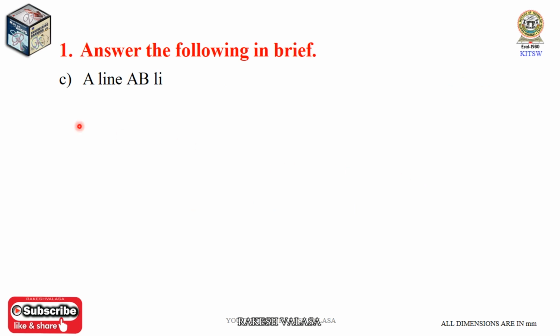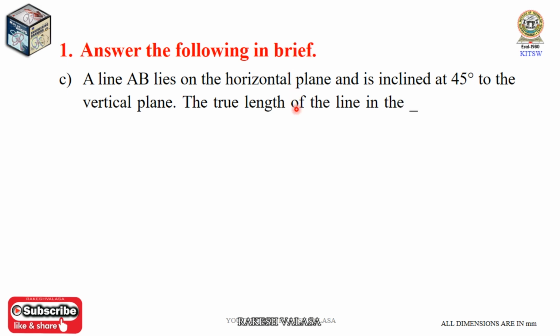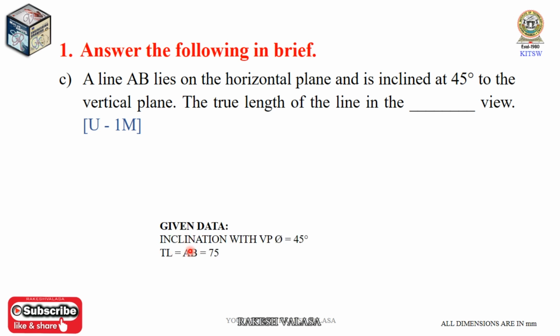Question number C. A line AB lies on the horizontal plane and is inclined at 45 degrees to the vertical plane. The true length of the line is in the dash view. Let us assume the AB line length is 75 mm. Let us take one assumed value. Here the inclination with the vertical plane, that is phi, equals 45 degrees. Here I am assuming the true length value as 75 mm.